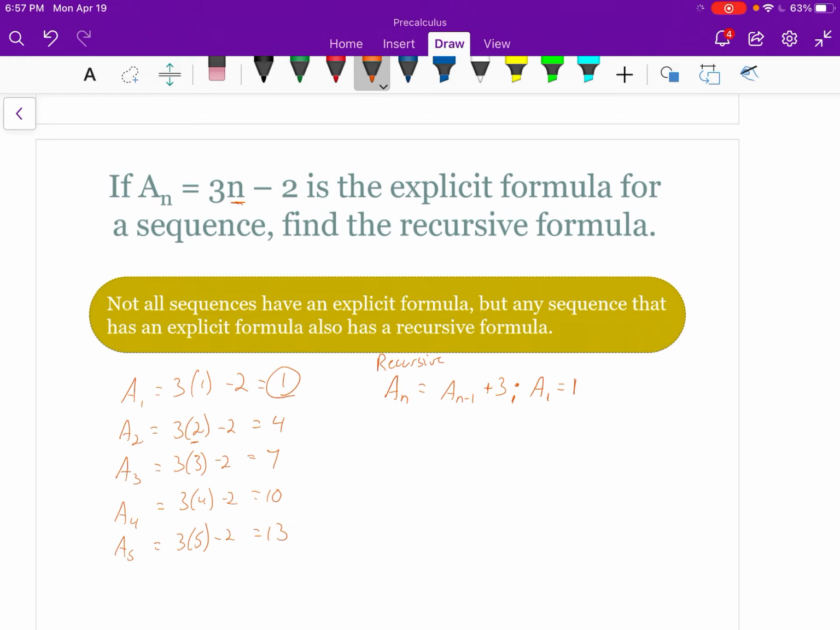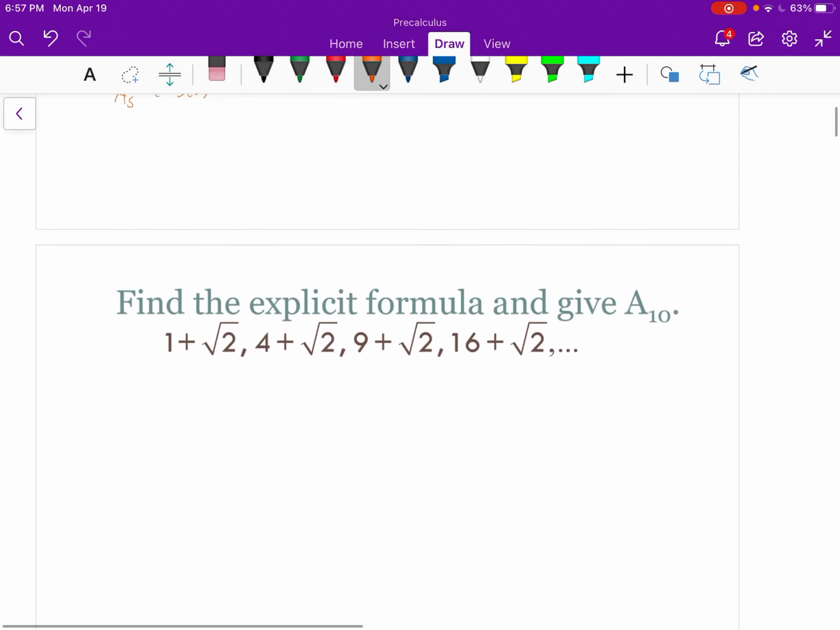And yes, I do realize this is the exact same formula that we did a few examples ago in this lesson. So I didn't mention this thing right here. Not all sequences have explicit formulas, but any sequence that has an explicit formula also has a recursive formula.